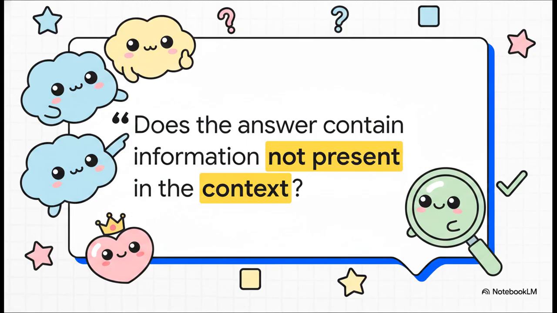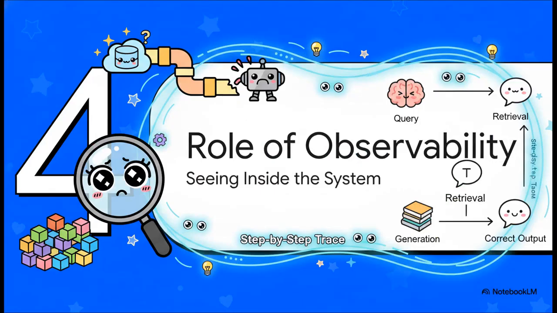And here's a really great, simple technique. You can actually use one LLM to basically grade another LLM's work. By asking a really direct question like this, you can start to automate a big chunk of your hallucination detection pipeline. It's pretty powerful.